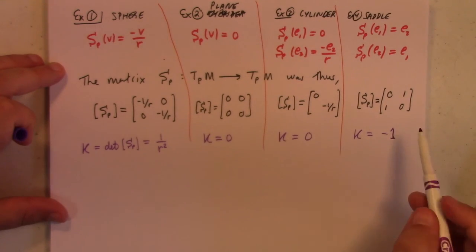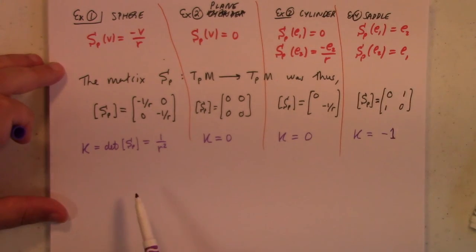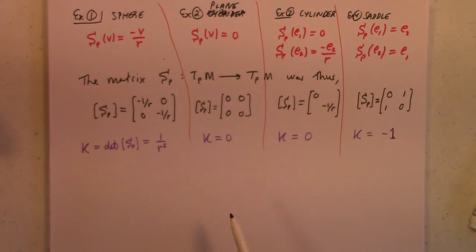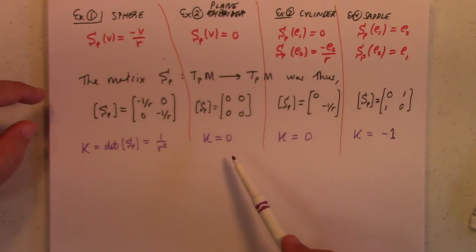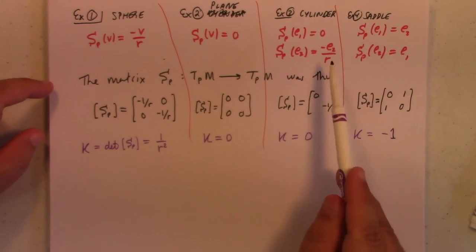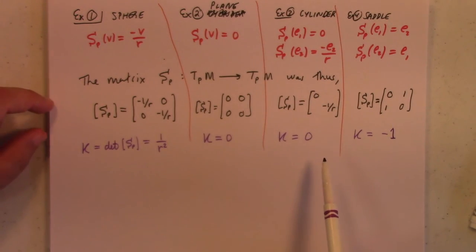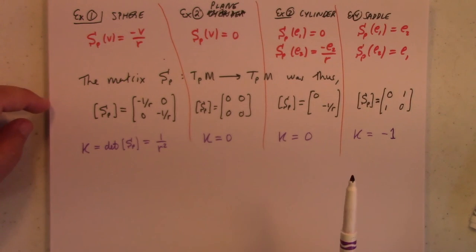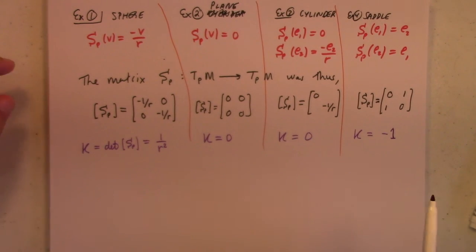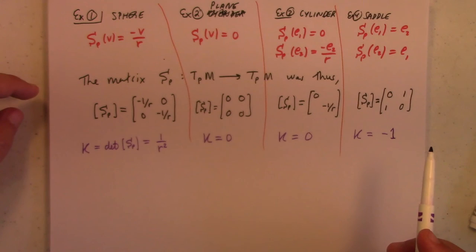So things with negative Gaussian curvature maybe are saddle-shaped. Things with positive Gaussian curvature maybe are something like a sphere. Things with 0 curvature could be a plane, but it could be something like a cylinder, which, I mean, say a cylinder has 0 curvature? Well, 0 Gaussian curvature, yes it does.